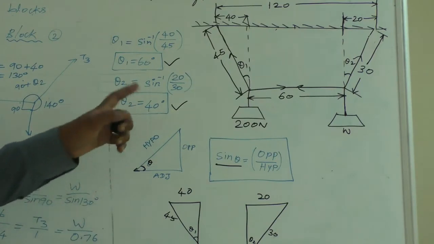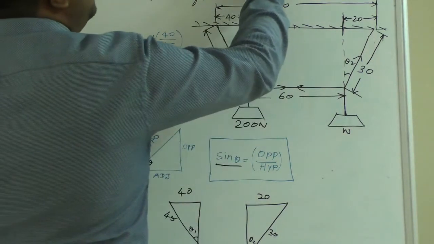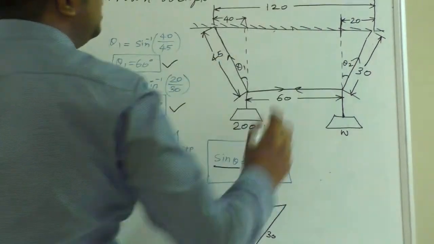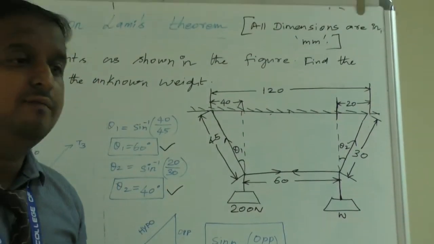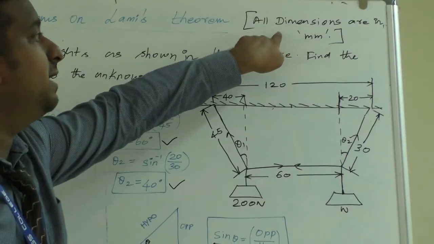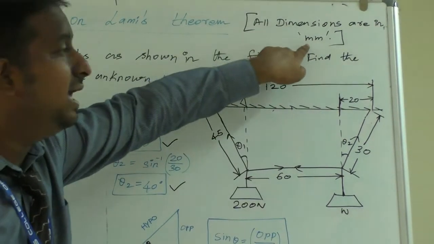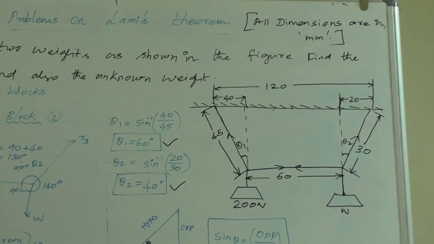In terms of units, they will not give any unit because all the dimensions are in mm. They won't say whether it is millimeter, centimeter, decameter or meter, so we have to consider all dimensions to be in mm. Now we will go to the problem.